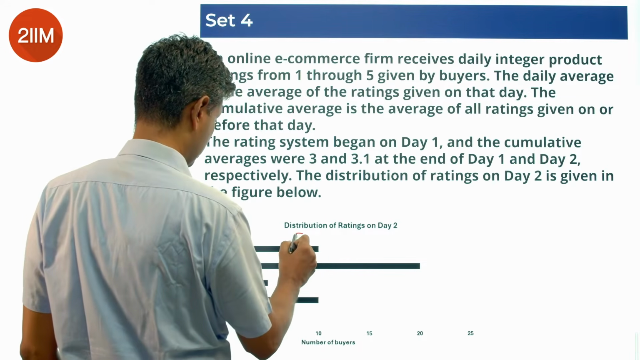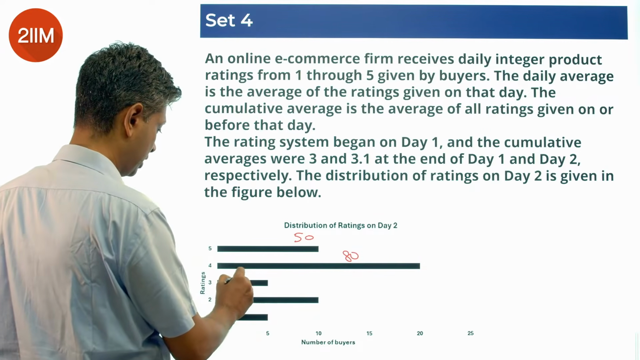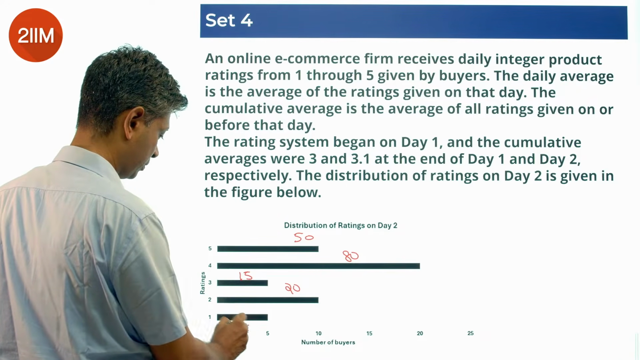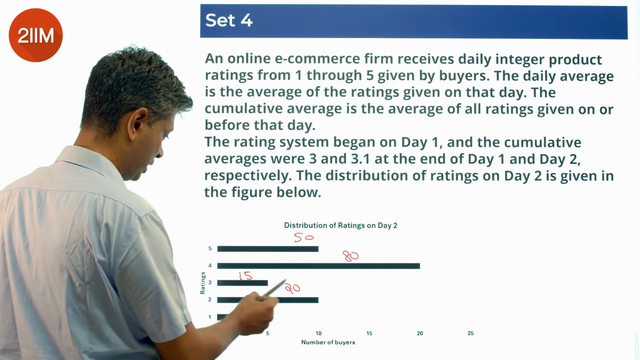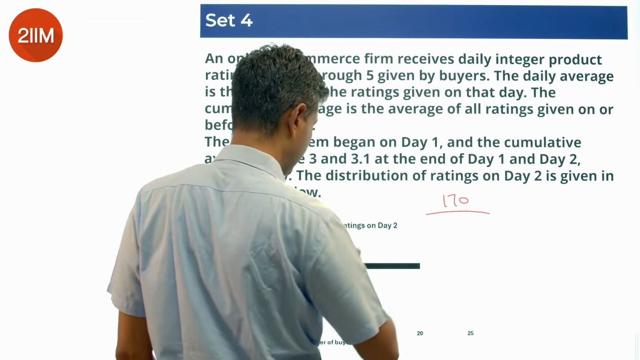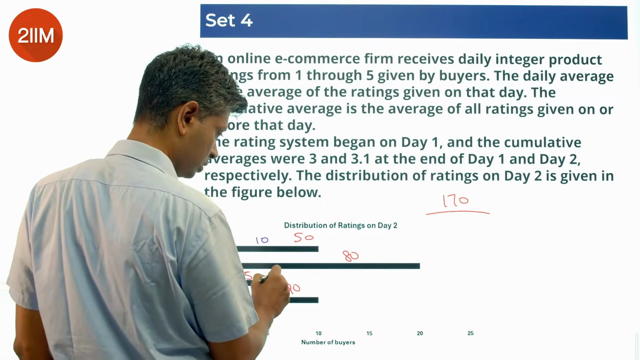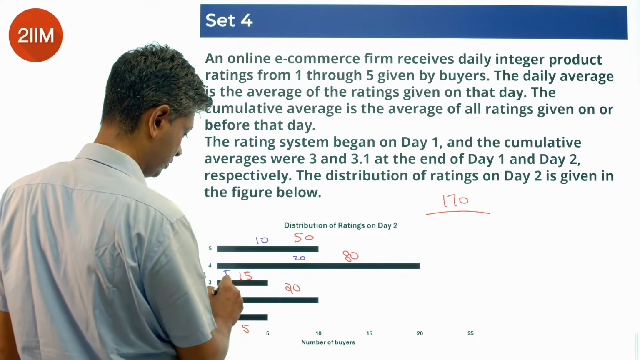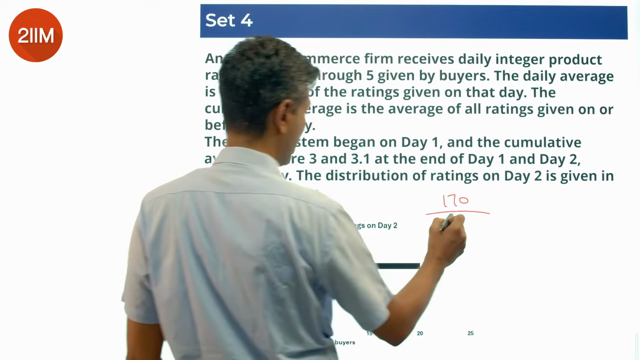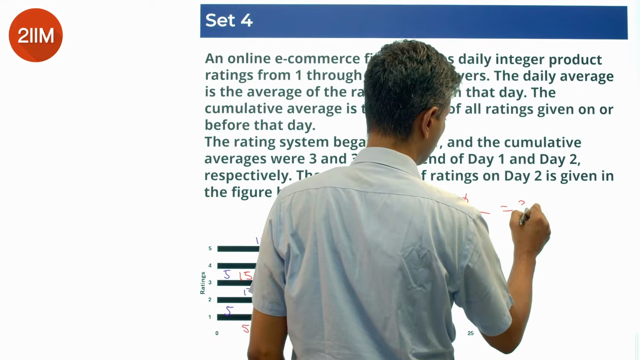10 buyers gave a 5, this is 50. 20 buyers gave a 4, 80. 5 buyers gave a 3, 15. 10 buyers gave a 2, 20. 5 buyers gave a 1, 5. 5 plus 15 is 20, 20 plus 20 is 40, 40 plus 15 is 55, 55 plus 80, 170, divided by the total number of buyers: 10, 20, 5, 10, 5. 5 plus 5 is 10, 20, 30, 50. 170 by 50. Brilliant. 170 by 50 is 3.4.